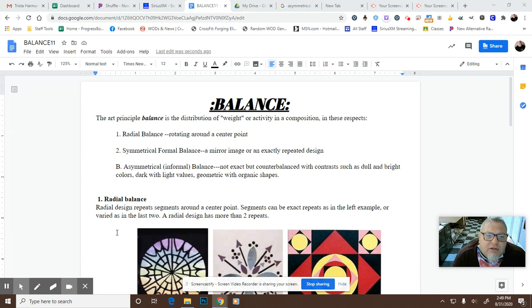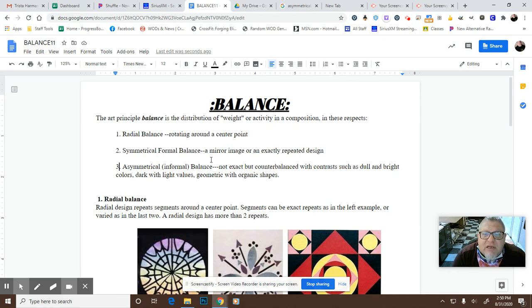In these respects, there are basically three types of balance. You've got radial balance, symmetrical formal balance, and asymmetrical informal balance. Radial balance basically is rotating around a center point, so it starts in the center and comes out. It also can be folded both ways and be equal. We'll talk about that more in a second.